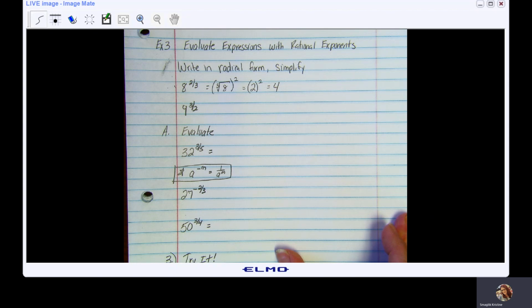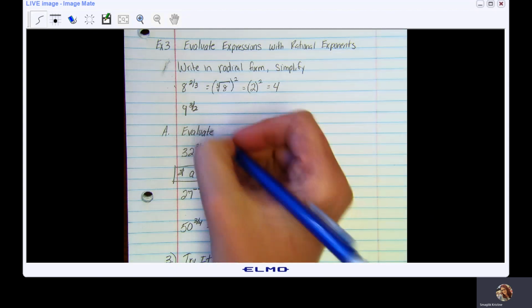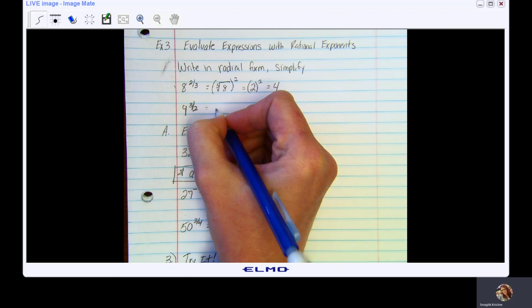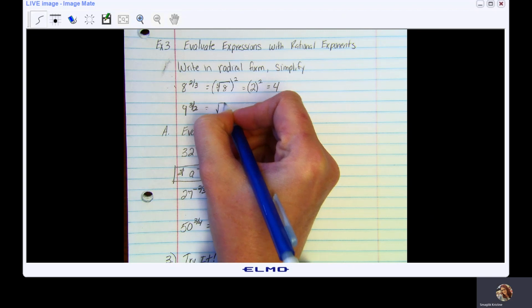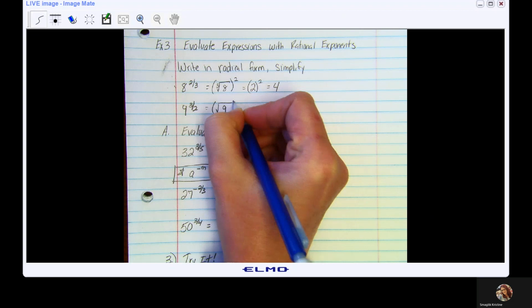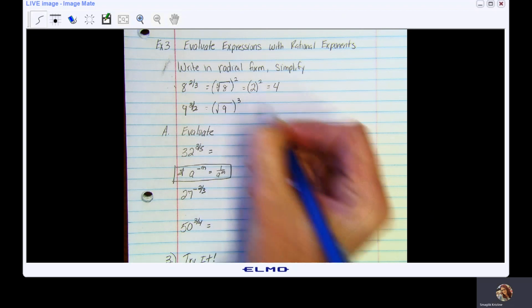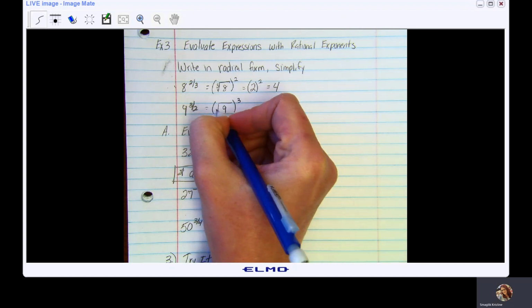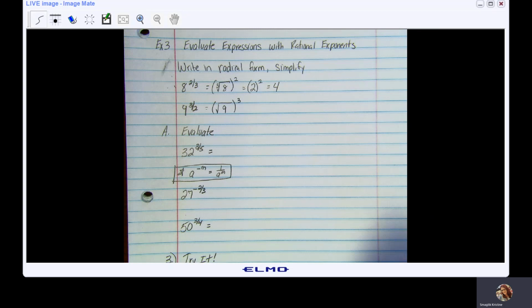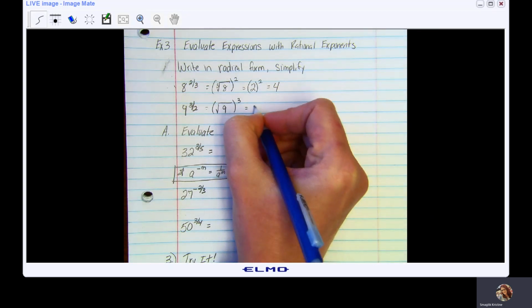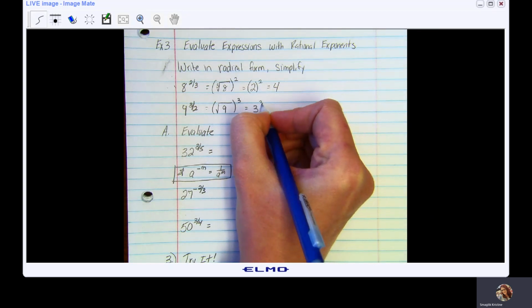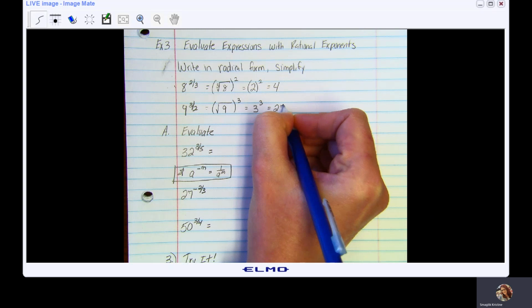Now 9 to the 3/2 power. So 9 goes underneath my radical. My exponent is 3. My index is 2. Well, that's a square root. I don't need to write it. Square root of 9 is 3. If we cube 3, we get 27.